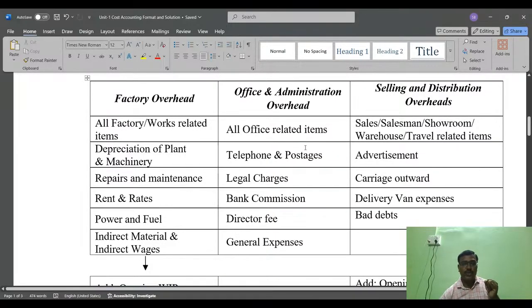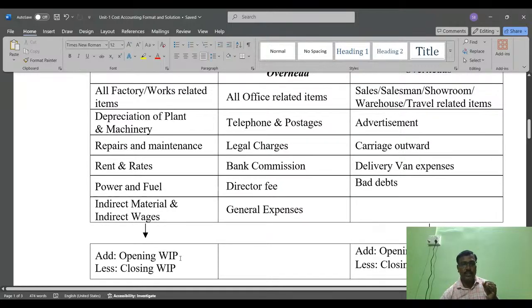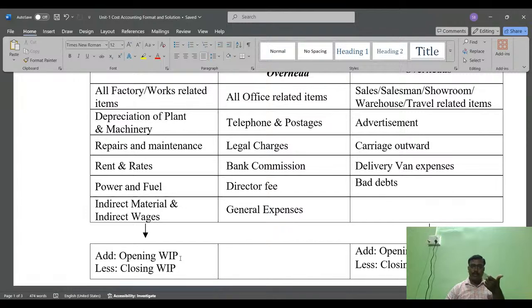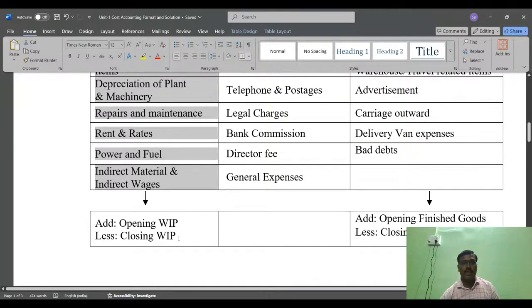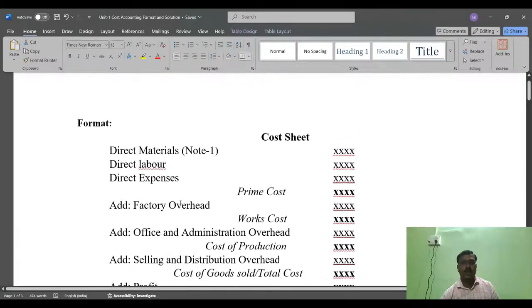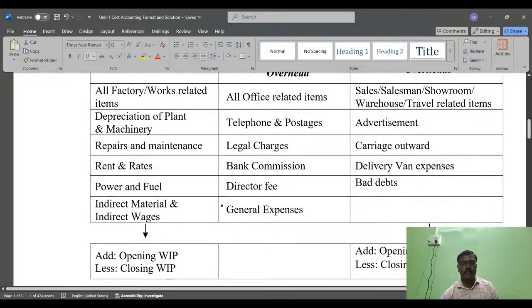From that, as usual, we have to add opening work in progress and less closing work in progress. In material, we took the opening raw material and deducted the closing raw material. Here, in a factory, we won't have raw material. Rather, we have work in progress, the semi-completed product. So we take the opening stock of work in progress, add all these expenses, and deduct the closing work in progress. The balance amount will be called factory overhead. For this amount only, we are using this method.